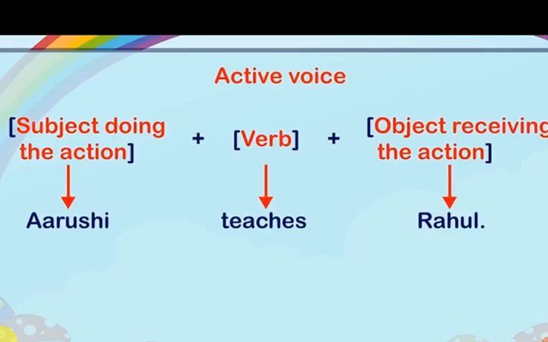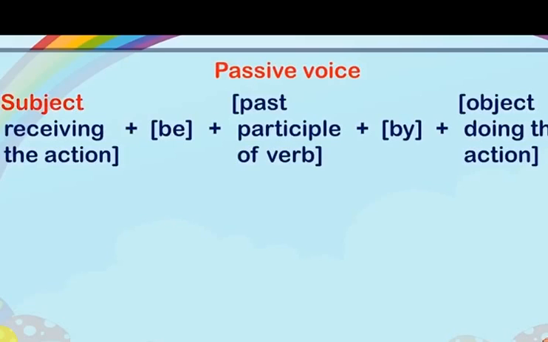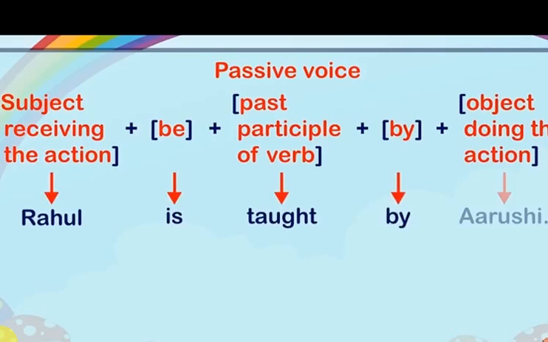Okay. Now the structure of passive voice. The structure is subject receiving the action plus be plus past participle of verb plus by plus object doing the action. So the example: Rahul is taught by Arushi. So here Rahul is not doing the action. He receives the action from Arushi. So here the subject is receiving the action. So it is said to be passive voice.